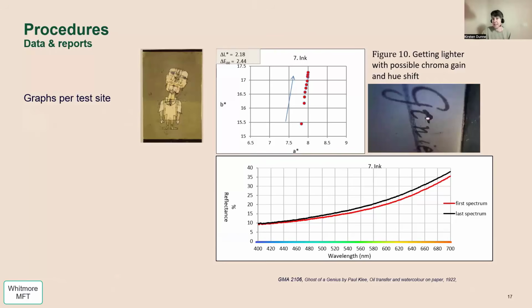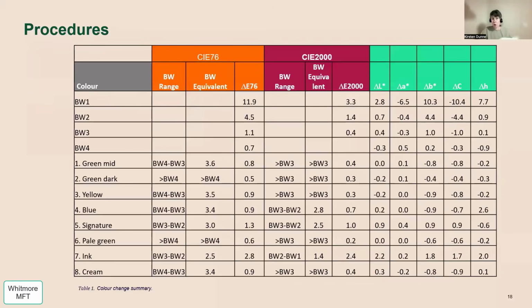I then get data from LAB colour space, and look at how the colour coordinates might have changed. And I also get the start and end reflectance spectra for that particular test site. And this is what goes into the report.